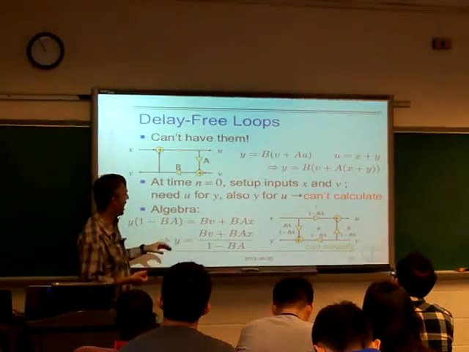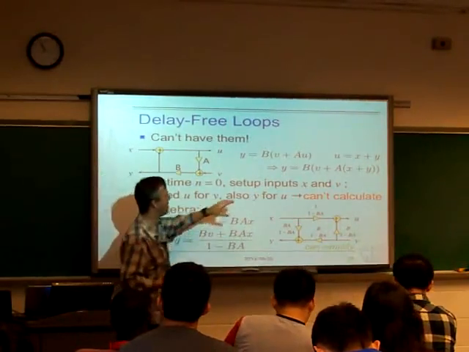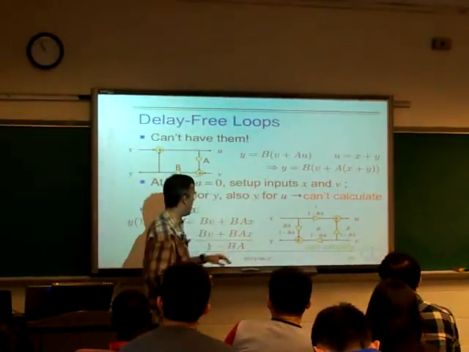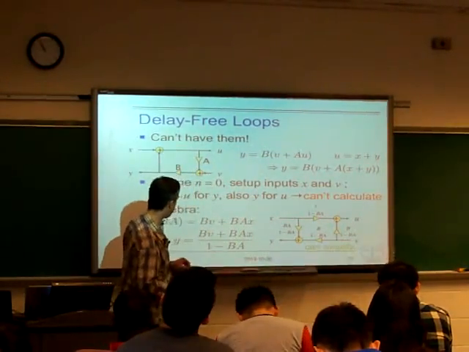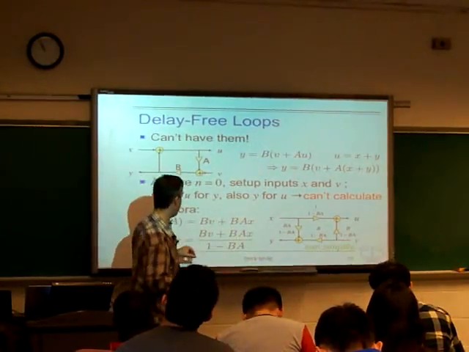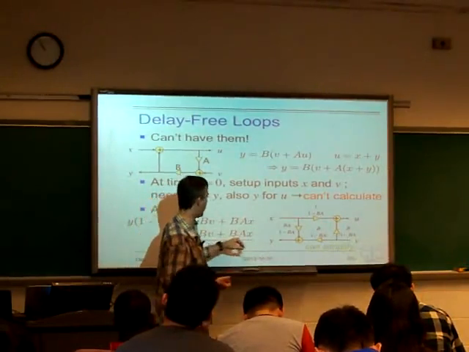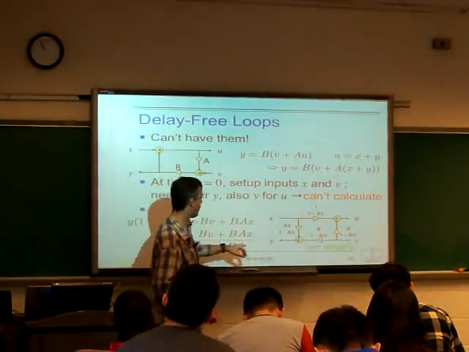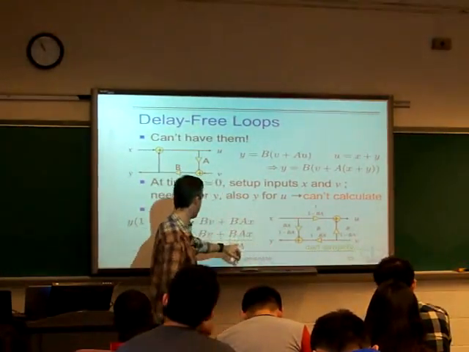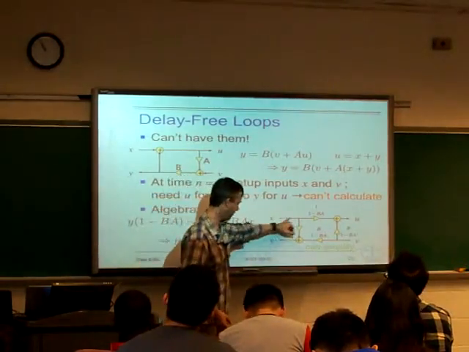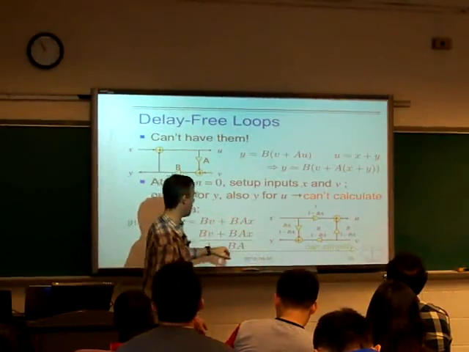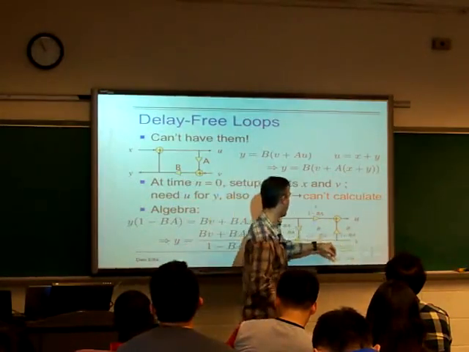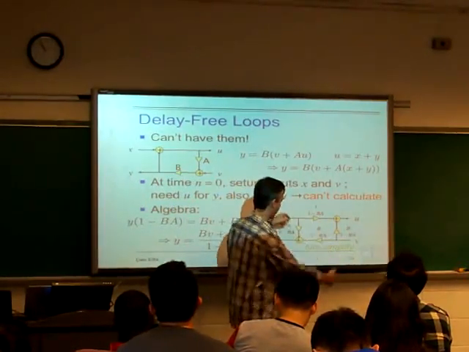But this is actually how, if this was the system I was trying to implement, I could implement it here. So here I've got my relationship between y as a function of v and x. So y is x times BA on 1 minus BA, this link down here, plus BV on 1 minus BA. So here's V coming in, here's my B on 1 minus BA.